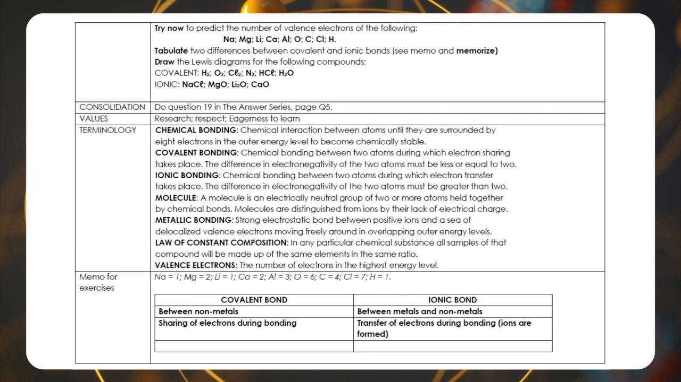Memo for exercises: Na equals 1, Mg equals 2, Li equals 1, Ca equals 2, Al equals 3, O equals 6, C equals 4, Cl equals 7, H equals 1. Covalent bond: between nonmetals, sharing of electrons during bonding. Ionic bond: between metals and nonmetals, transfer of electrons during bonding, ions are formed.